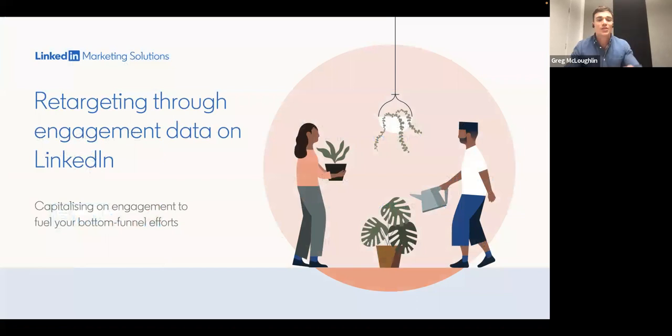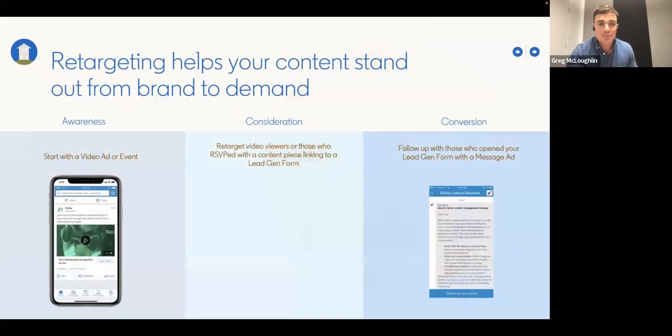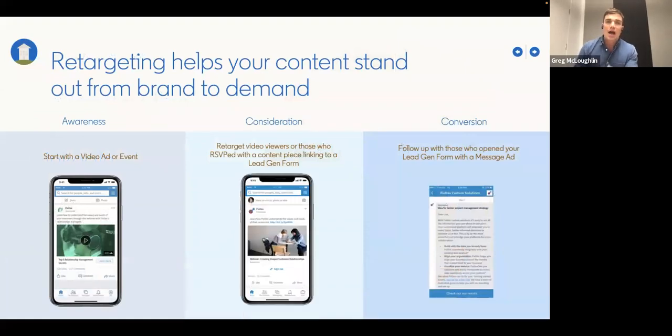And the last piece, retargeting through engagement data on LinkedIn. Like I said before, you will see a shift from what's called third-party data, so for example, retargeting people through website visits, and actually moving to first-party data. So actually retargeting people with a video ad, or somebody who visited an event. Maybe it's somebody who opened your lead gen form but didn't convert, or it could be somebody who just visited your company page.